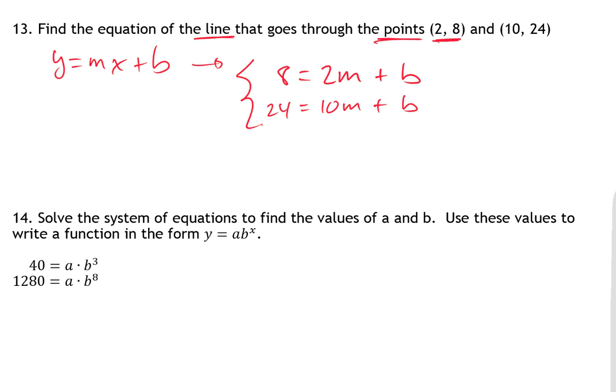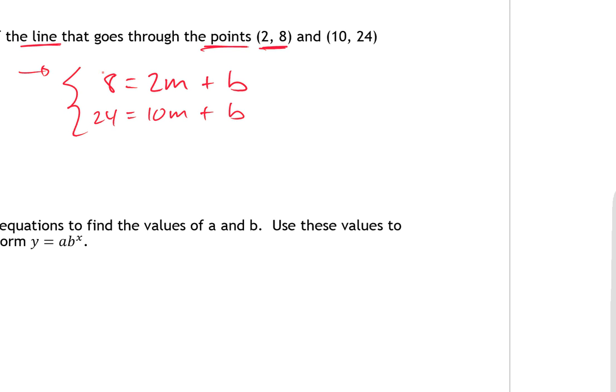If I want to solve this system using elimination, what's probably the easiest thing to do? Yeah, River? That's beautiful, right? We'll be eliminating the variable b, so I'm going to multiply this top equation by -1. It becomes -8 equals -2m minus b. And then below I'll just rewrite this. 24 equals 10m plus b. Right? When I add these, can you guys tell me what this equation becomes?